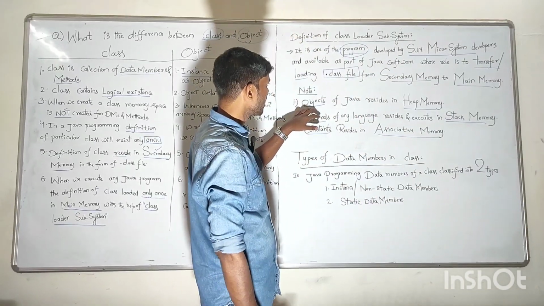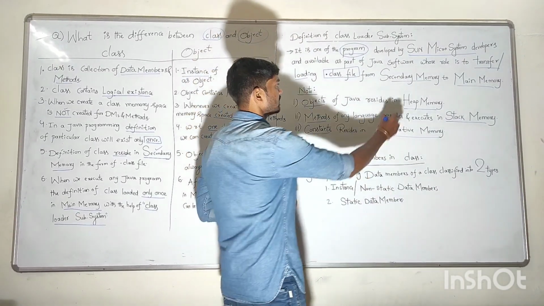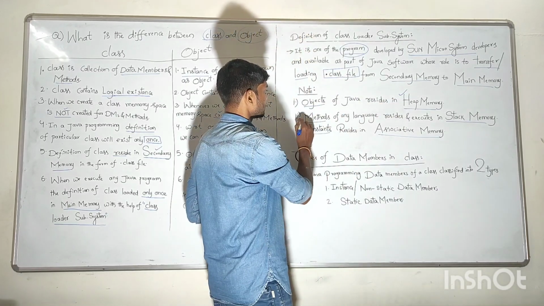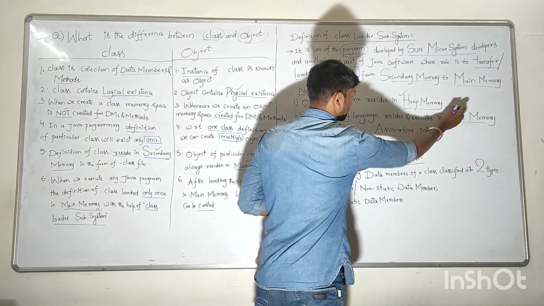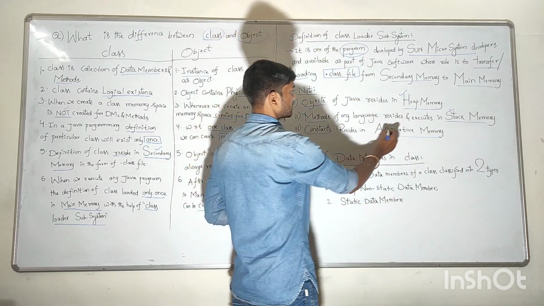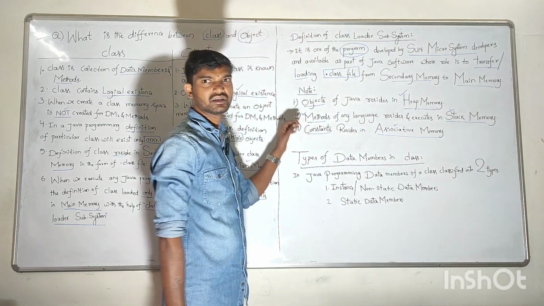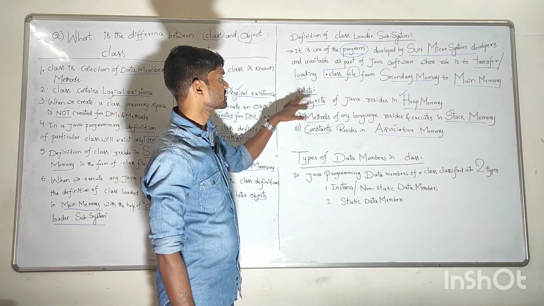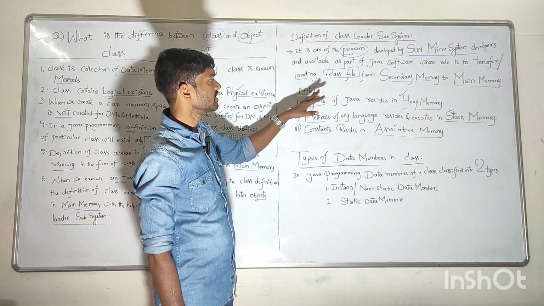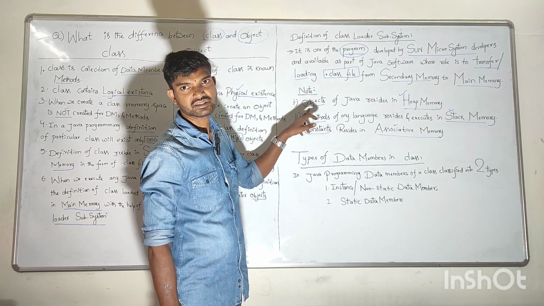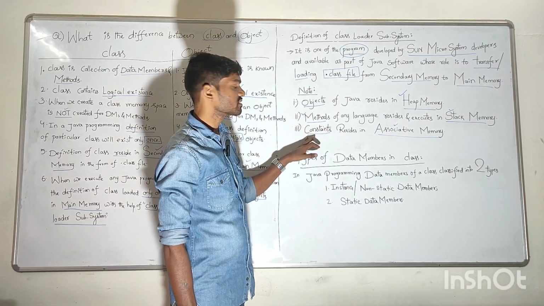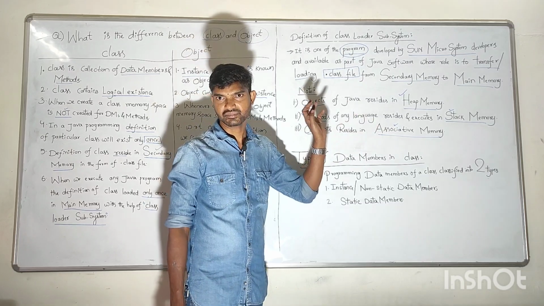And objects always reside in heap memory, and methods always reside in stack memory. Constants always reside in associative memory. These are a few statements: objects always stay in heap memory, methods always reside in stack memory, and constants always reside in associative memory.